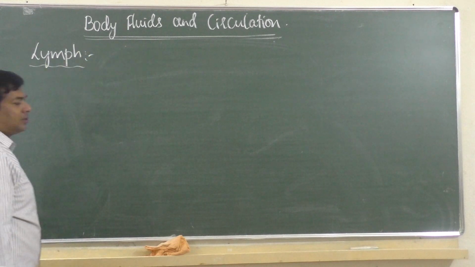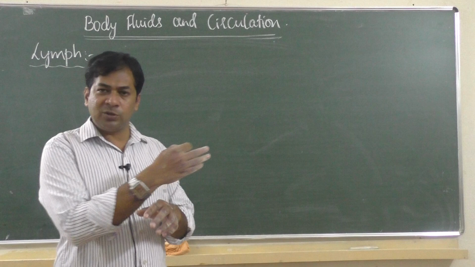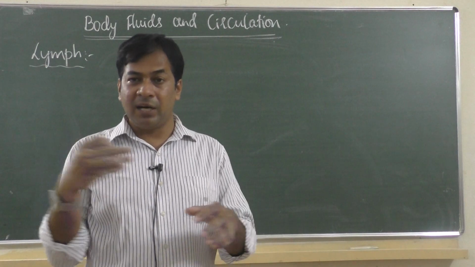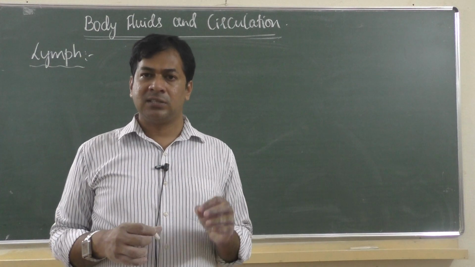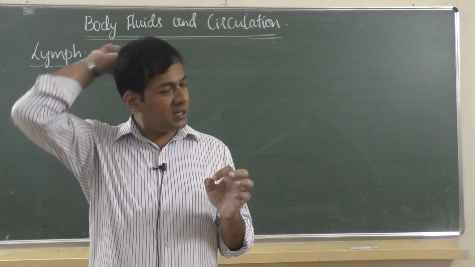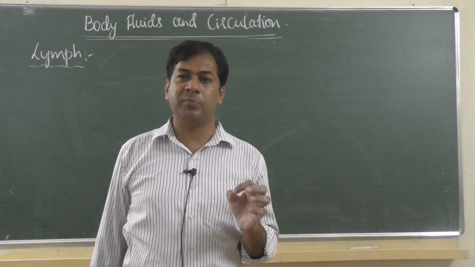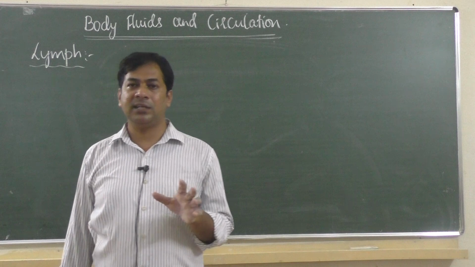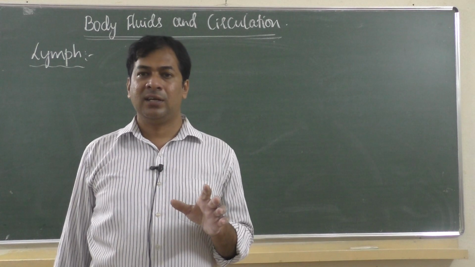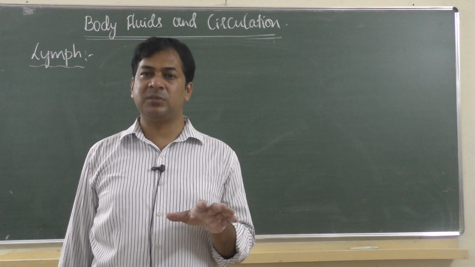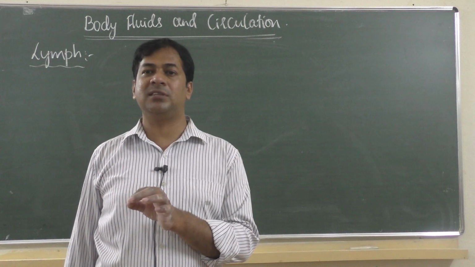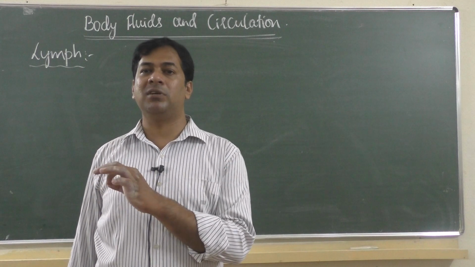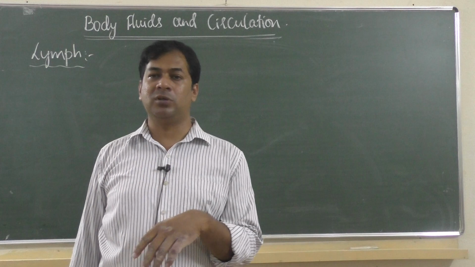So it is important, we have to learn lymph. When blood is flowing through blood vessels, some water-like substance, you know that 90 to 92% of blood is only water, and water-soluble substances will leak from the blood vessel. It will come out of the blood vessel, but proteins don't come out.